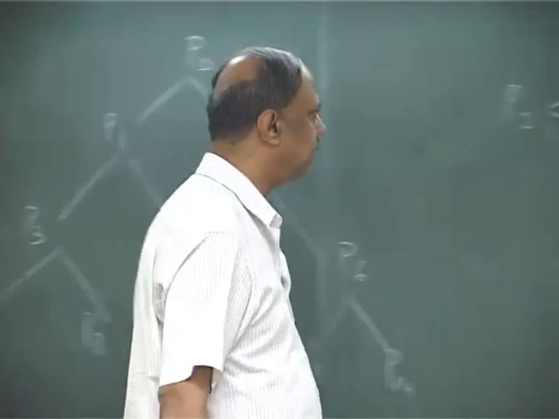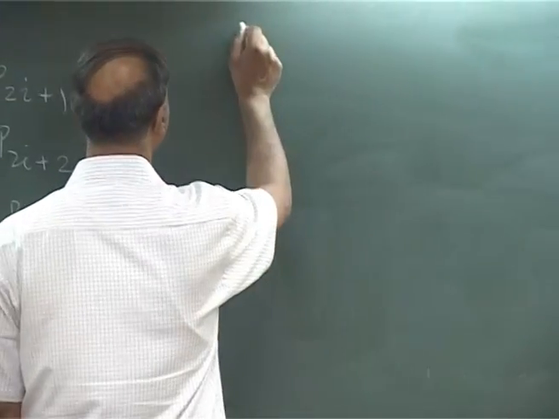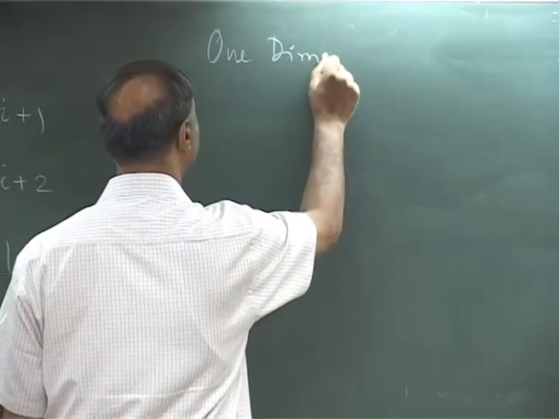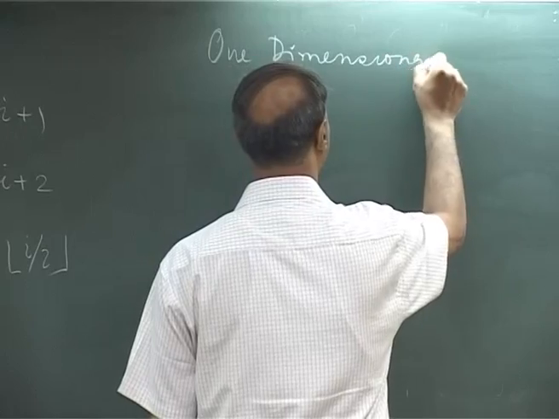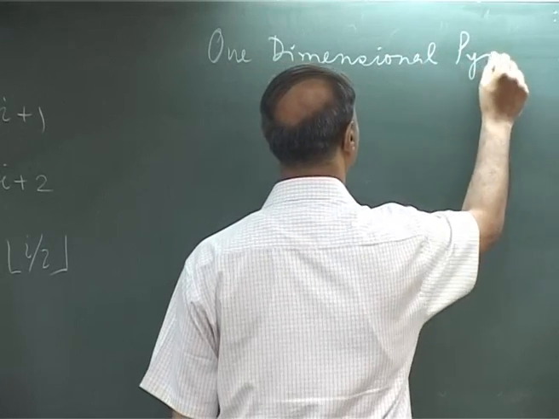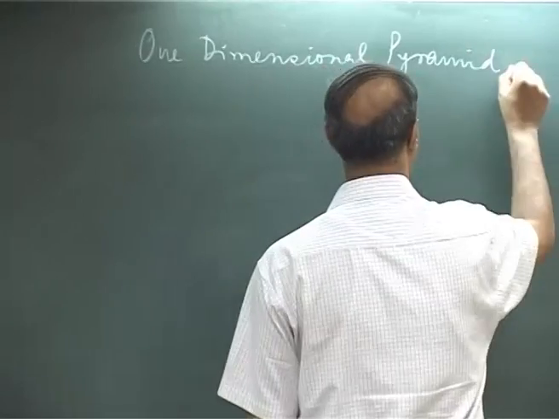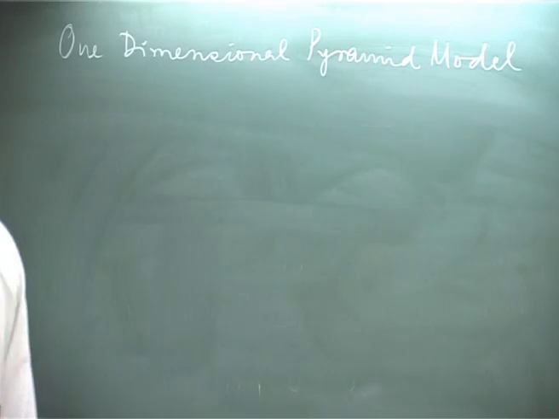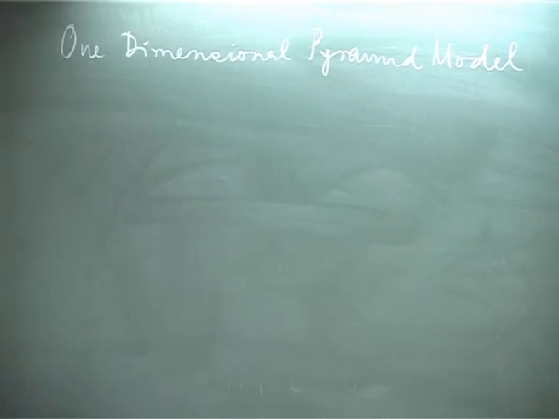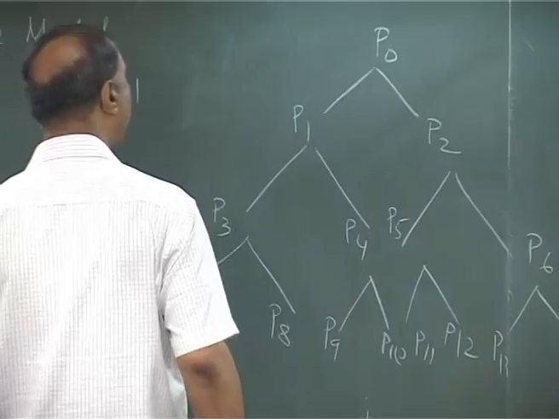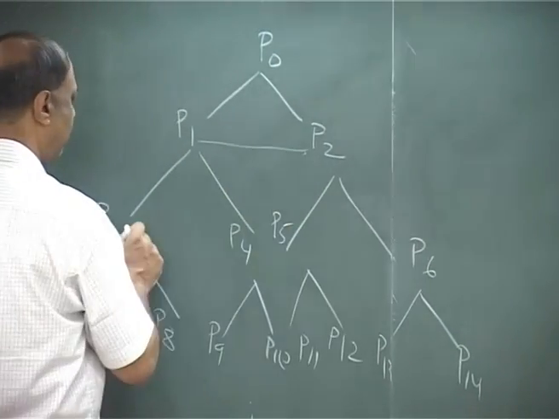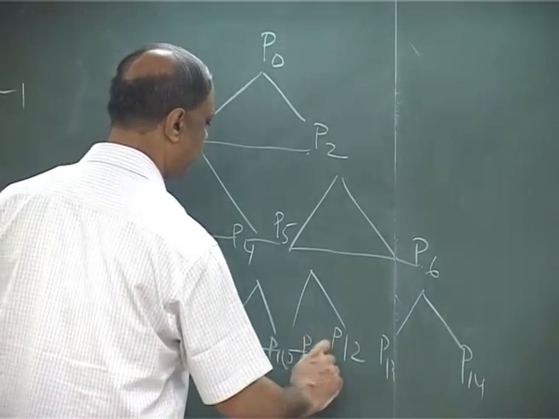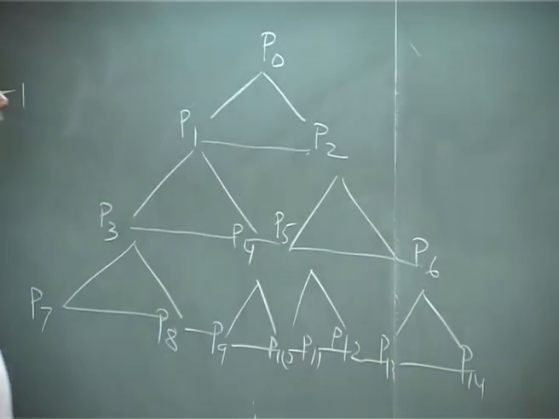Now the next model is the pyramid model. There are 2 types of pyramid. One is the one-dimensional pyramid model. It is the combination of linear array and tree. You have the usual tree, and the siblings form the linear array. And it gives you the one-dimensional pyramid.